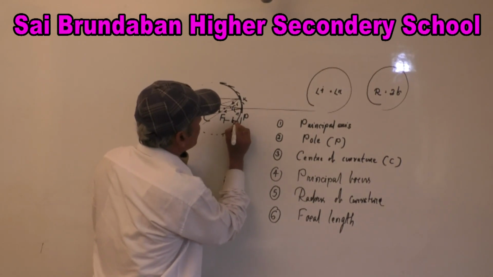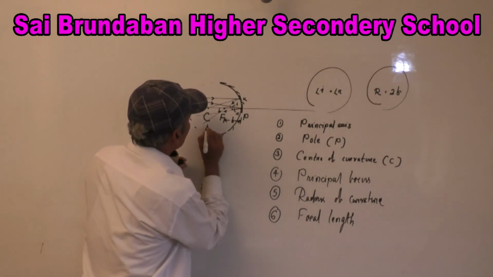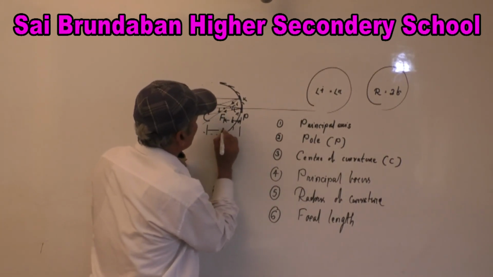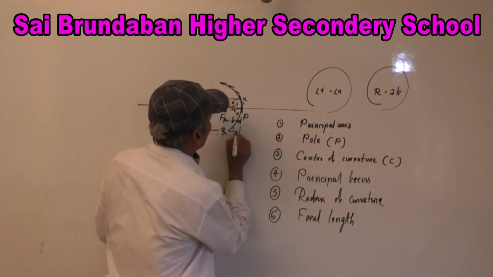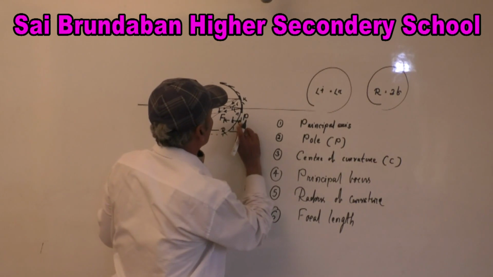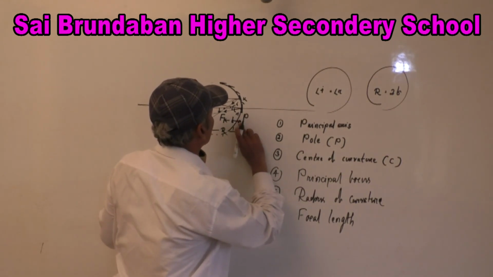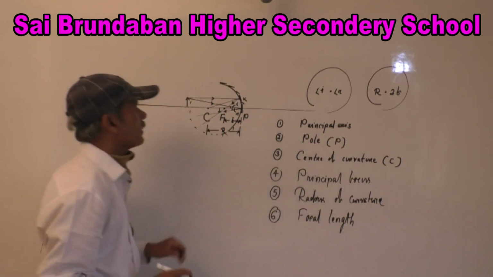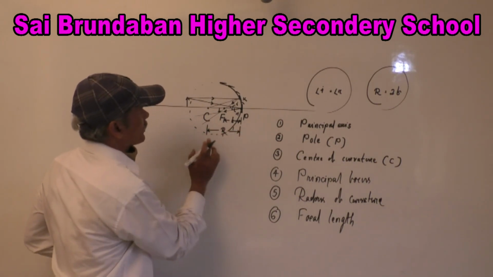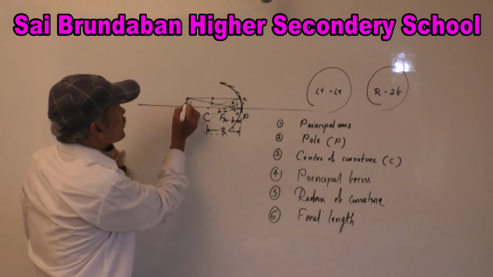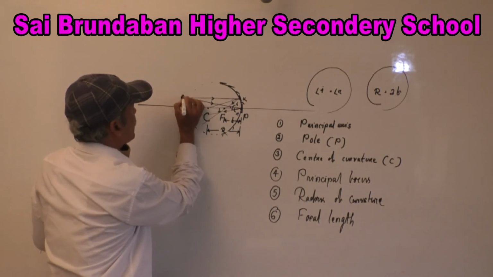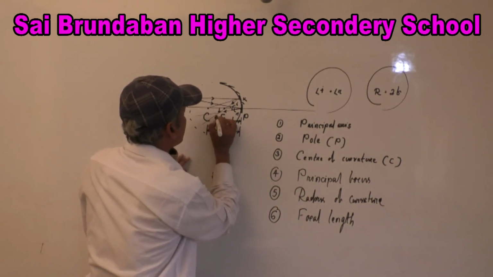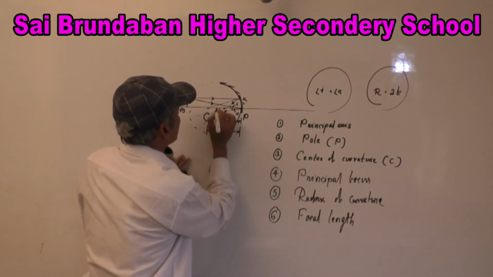And this length is the radius of curvature. This is focal length, this is radius of curvature. You see, this is the object. You named it as B. And this is the image, A dash, B dash.